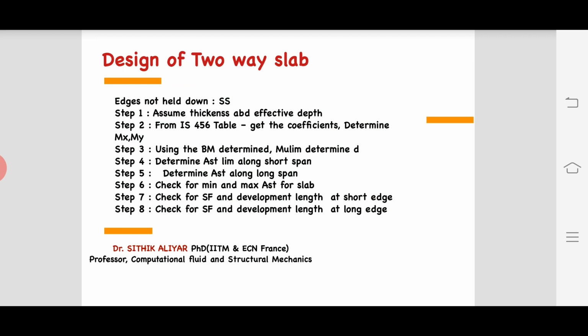So step 6 is check whether the minimum and maximum AST condition is satisfied or not. Minimum reinforcement, I hope you know what you should provide. Step 7, check whether the shear force and development length at the short edge is okay. Step 8, check the shear force and development length at the long edge. Okay, if you follow these 8 steps, the design of a simply supported slab is over.